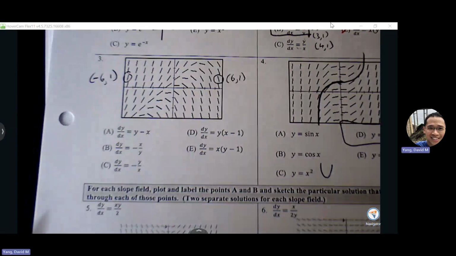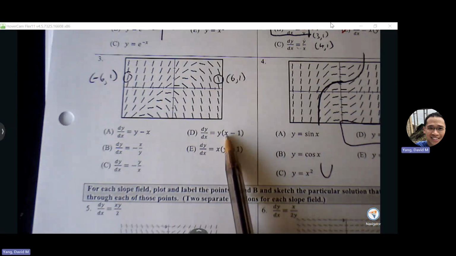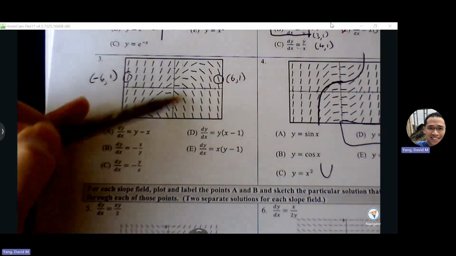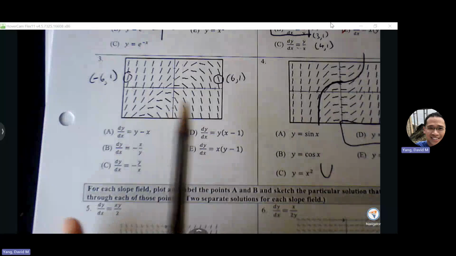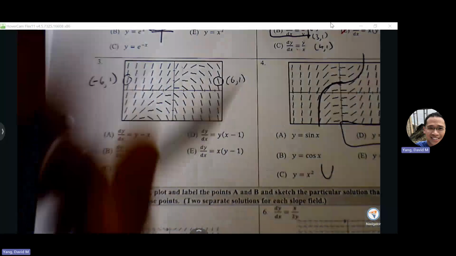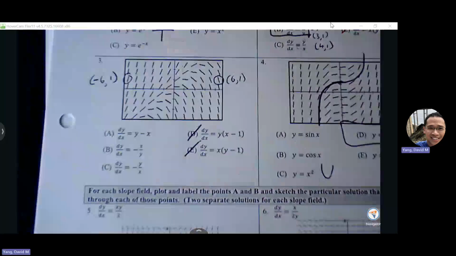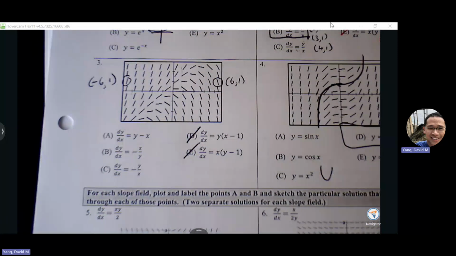D and E, right? Also, I see that when x is 1, I should be getting 0 slope. I don't see that at all here. And when y is 1, I should be getting 0 slope, and I definitely don't see that here. I like that strategy of just eliminating the wrong choices, and then you have less to worry about. I didn't know those were wrong.